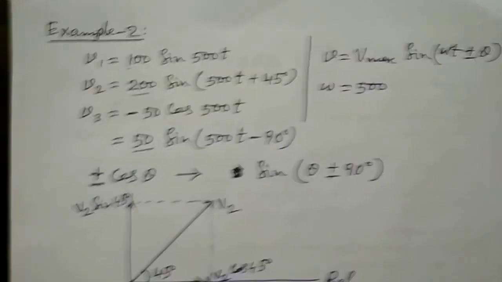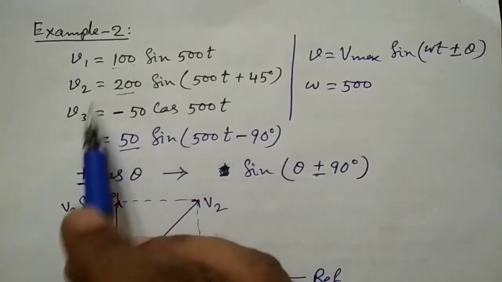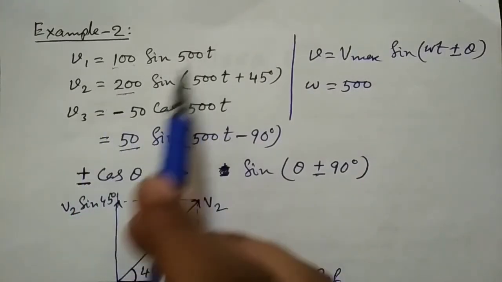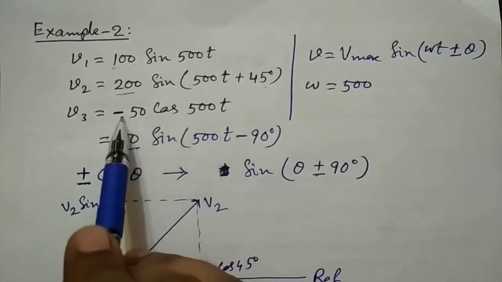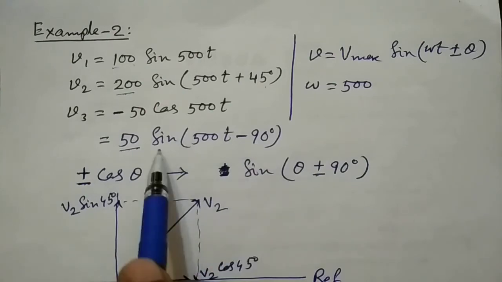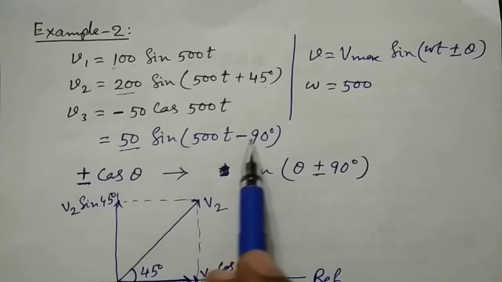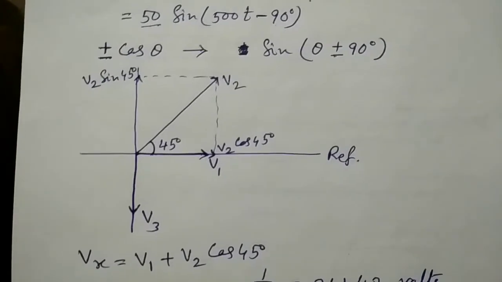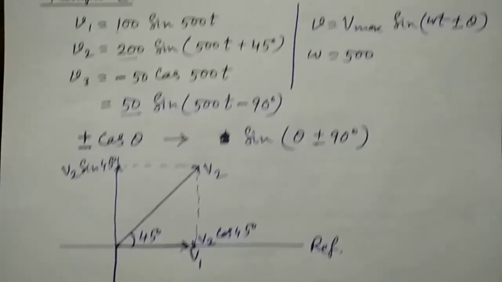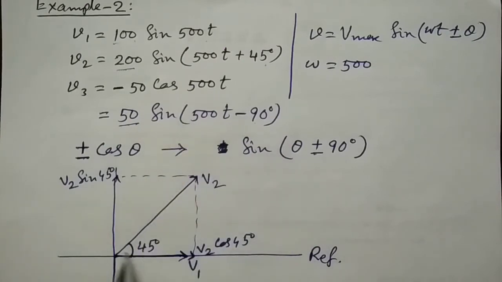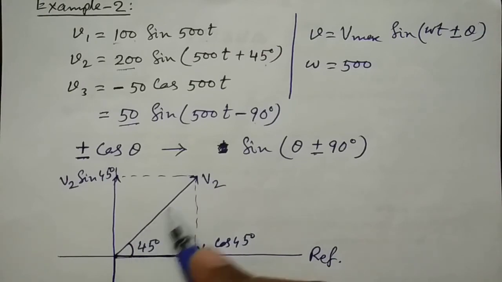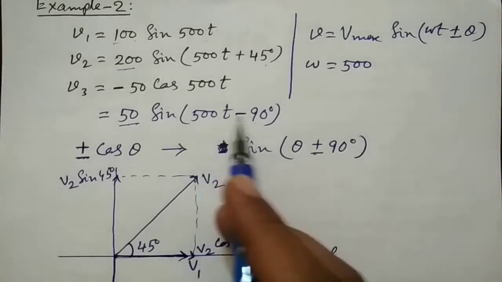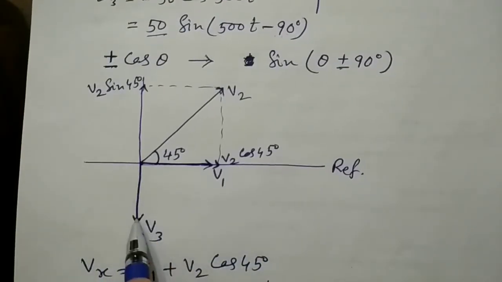So here there are three voltages given, V1, V2 and V3. Minus cos omega t, which is changed to the sine term, so it will be sin(omega t minus 90 degree). Then we draw the phasor diagram. So V1 is along the x-axis. V2 is plus 45 degree, so V2 is drawn in the first quadrant, and V3 is omega t minus 90 degree, so it is drawn along the negative y-axis.